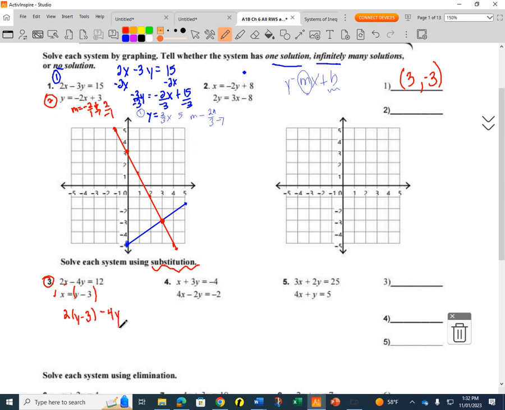Now we're going to go ahead and distribute 2y minus. And now we're combining like terms. 2y minus 4y is negative 2y.